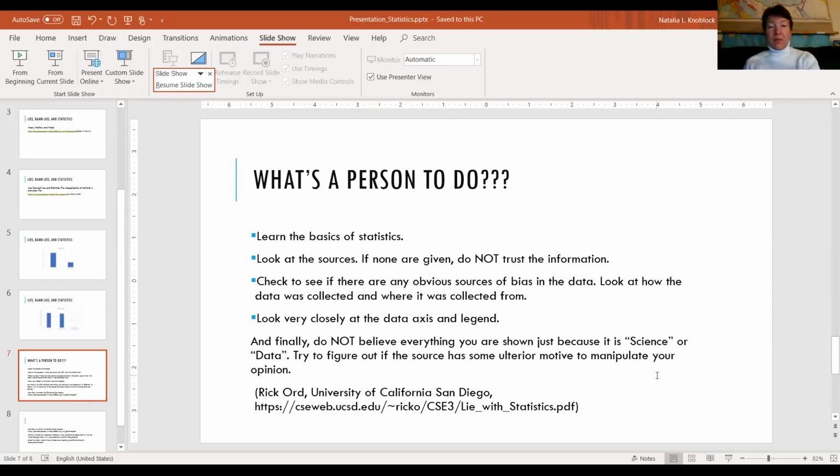Well, first of all, we can learn the basics of statistics. I'm not talking about becoming a statistician, but at least learning the difference between a median and a mean. That's not something that's beyond your ability. Everybody is capable of doing that. Most of all, people need to be careful and ask questions. For example, looking at sources. If none are given, do not trust that information. If somebody shares a link and there is no name of the author, there is no name of the organization that's responsible for this information, just close it. I wouldn't trust something like that. If a person doesn't care enough to put his or her name on their information, that person is not trustworthy.